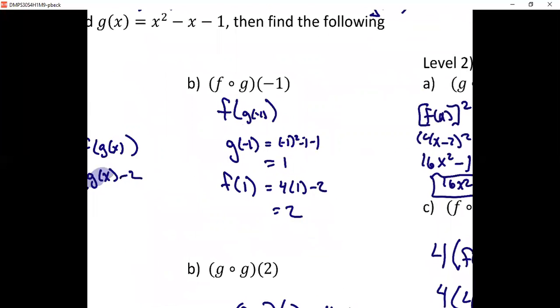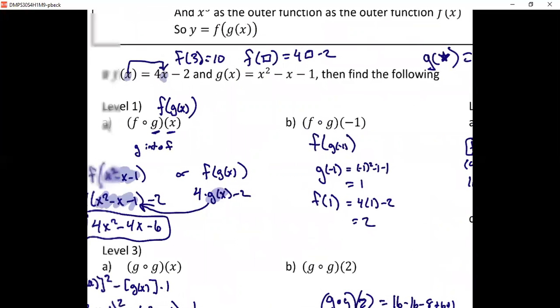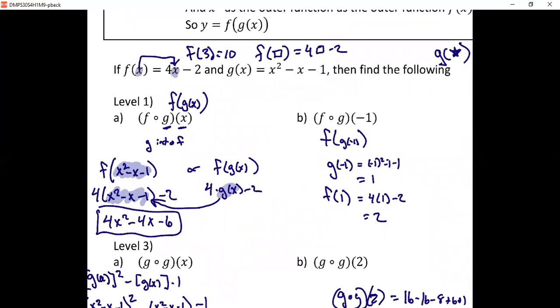So on part B, this is f of g of negative 1. So we could do this one in two ways. One, we could find g of negative 1. And then once we know g of negative 1, we can then plug it in for g of negative 1 there, and find f of 1, 4 times 1 minus 2, which is 2.